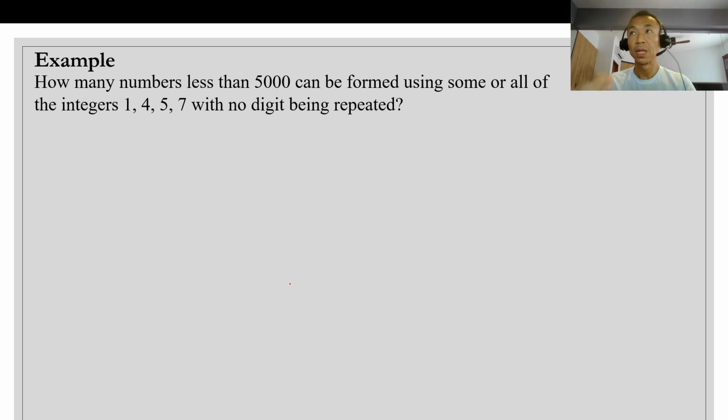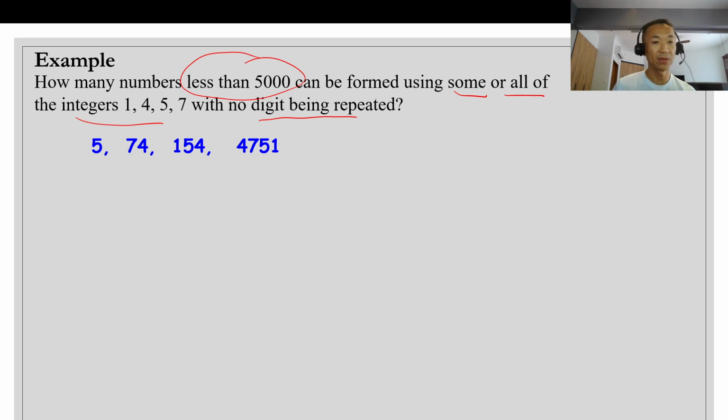In this example, how many numbers less than 5,000 can be formed using some or all of the integers 1, 4, 5, 7 with no digits being repeated? This example illustrates the use of breaking the problem down into cases. Look, if you want a number that's less than 5,000 using 1, 4, 5, 7, they did not mention that it must be a 4-digit number. So it could be 5, 74, 154, 4751.